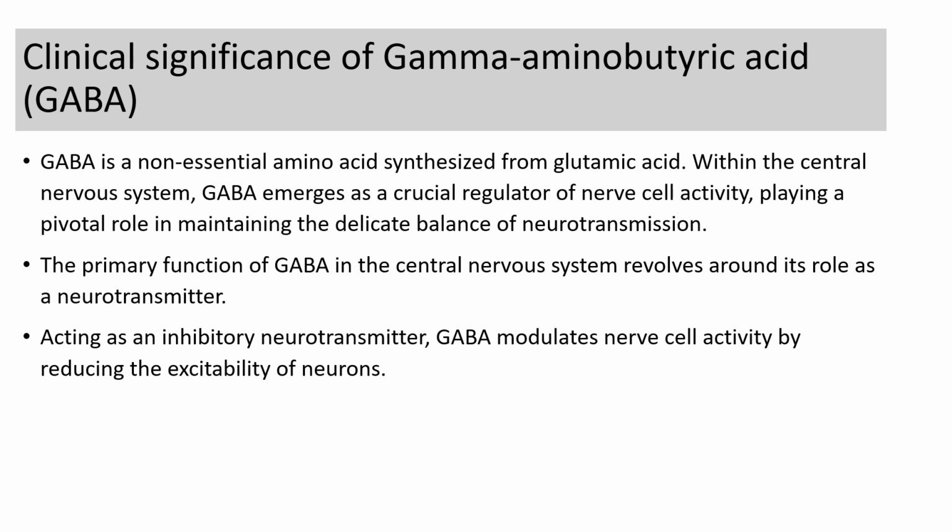GABA is a non-essential amino acid synthesized from glutamic acid. Within the central nervous system, GABA emerges as a crucial regulator of nerve cell activity, playing a pivotal role in maintaining the delicate balance of neurotransmission. So remember that it helps with maintaining the balance of neurotransmission. Acting as an inhibitory neurotransmitter, GABA modulates nerve cell activity by reducing excitability of neurons. All right, so it reduces the excitability of neurons.